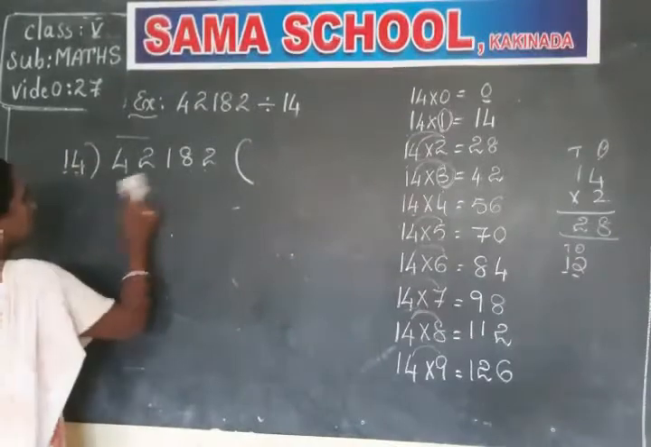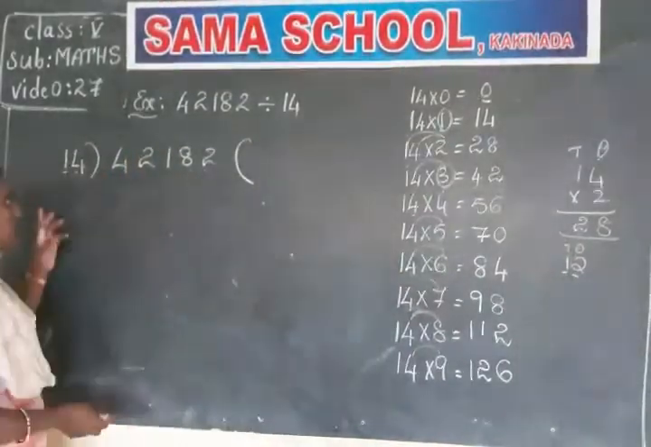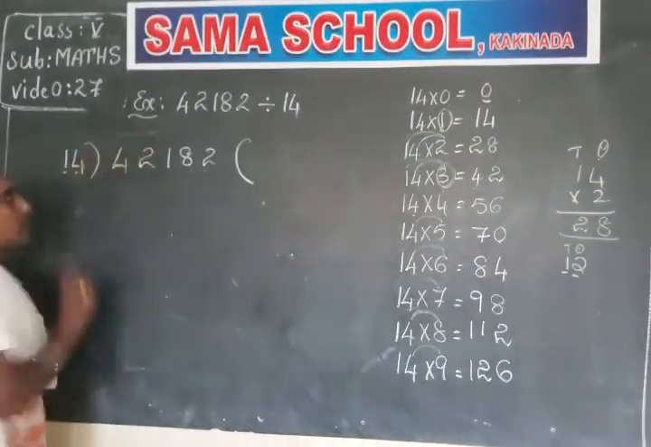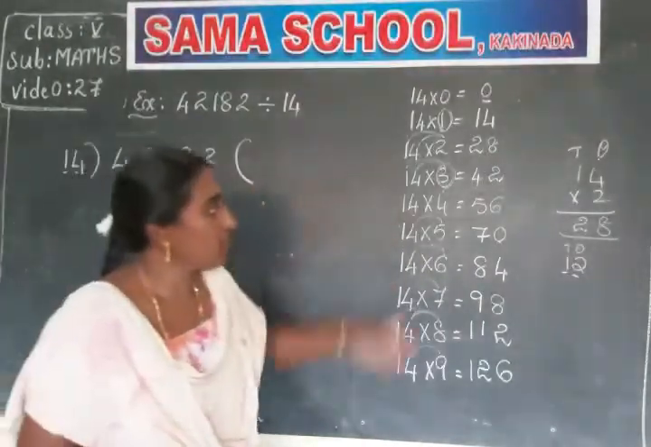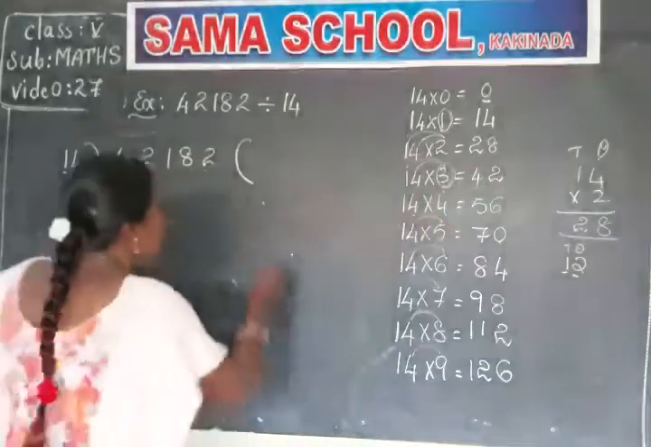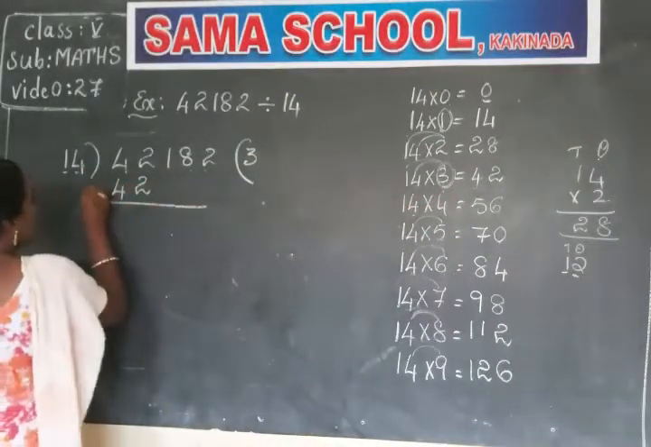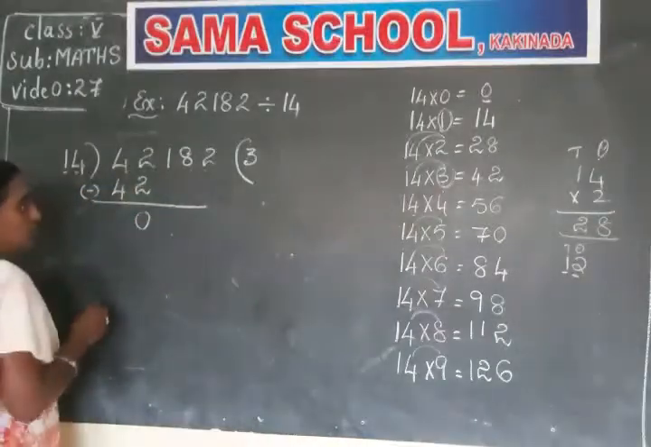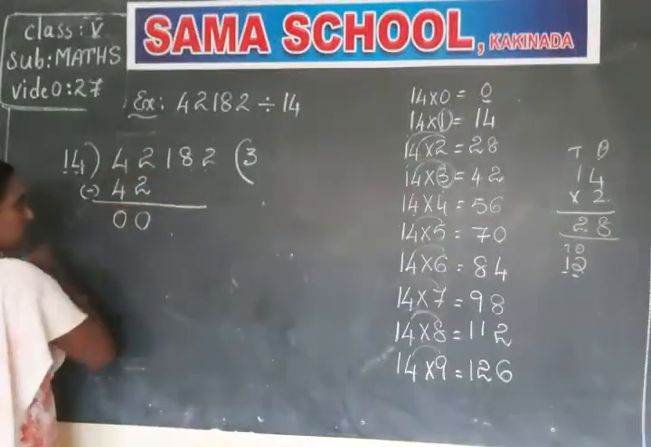Again I am starting the division. Actually this is the given question, 14 is the 2-digit number. So here also we have to take 2 digits from the dividend. And 42. What is the nearest number for 42 in the table? Exactly 42 is there. How many times? 3 times. So take 3 here and 42. Do the subtraction. 42 minus 42, 0. Or otherwise 2 minus 2 is 0 or 4 minus 4 also 0.